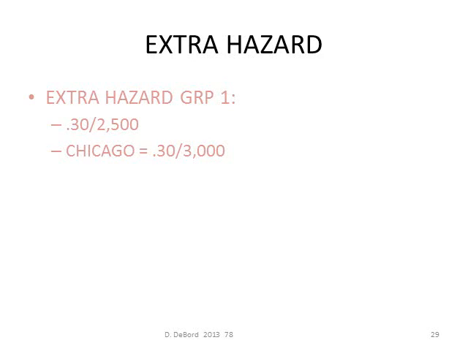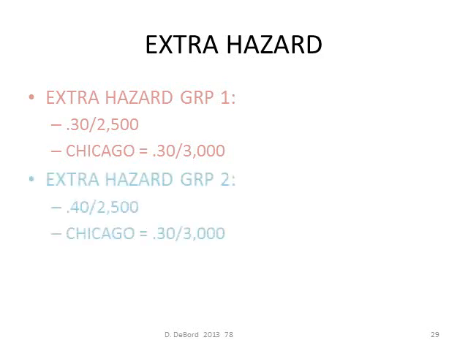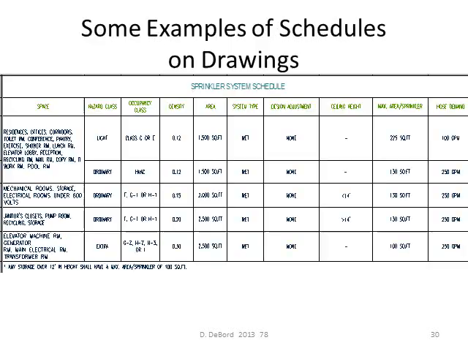But in Chicago, again, it's a little bit different, a little denser, 0.30 over the most remote 3,000 square feet. And group 2 is 0.40 over 2,500, and in Chicago it's just the same, 0.30 over 3,000. When you get up to that point, you have to look at the authority having jurisdiction to make sure that whatever is pushing you over that extra hazard limit is covered, and that they feel comfortable with the numbers that you're using. If you don't use their numbers, you're going to have issues.